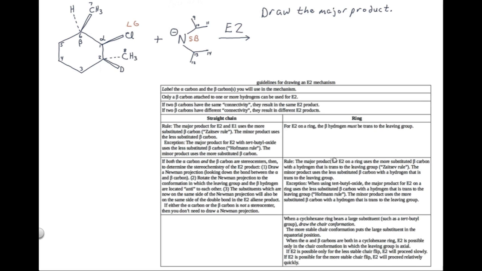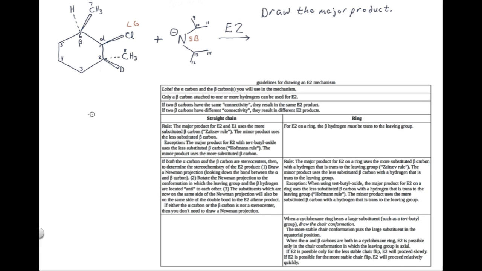There's no need to use these rules. We don't need to choose between major and minor products here because there's only one possible beta hydrogen left. This is the only beta carbon and the only beta hydrogen that's possible for E2 here, so this rule is not necessary. So notice that on this problem, it's not necessary to draw the chair conformation.